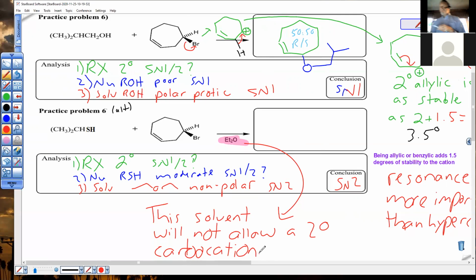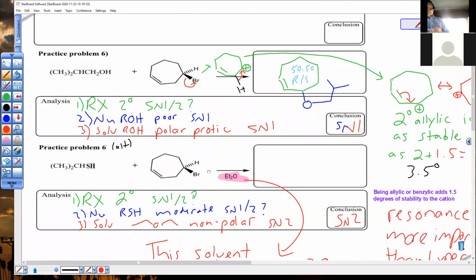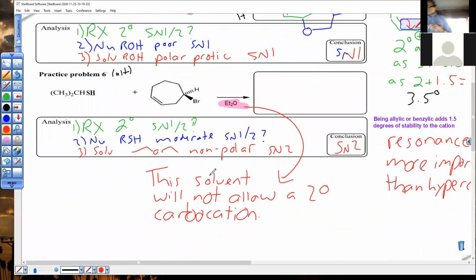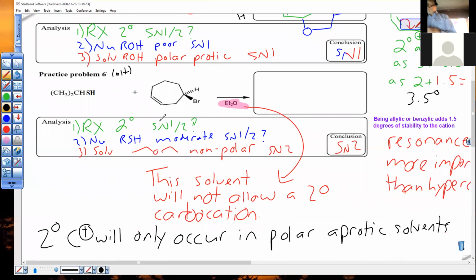So you've got to have what kind of solvent? What are the only solvents that help cations? Right here, polar protic. Polar protic solvents. I can't make this point heavy enough. Secondary C+ will only occur in polar aprotic solvents. So I don't want to see an SN1 conclusion down here.